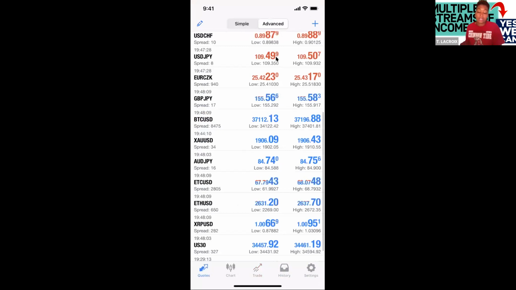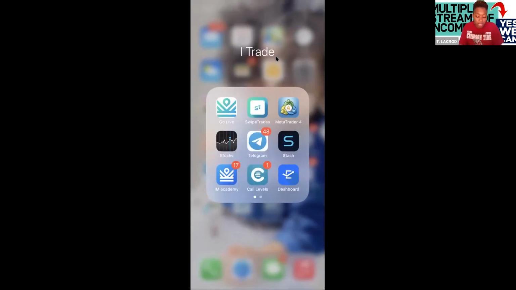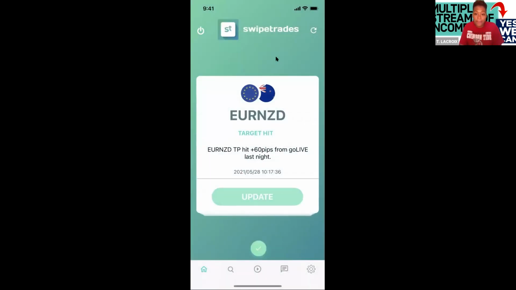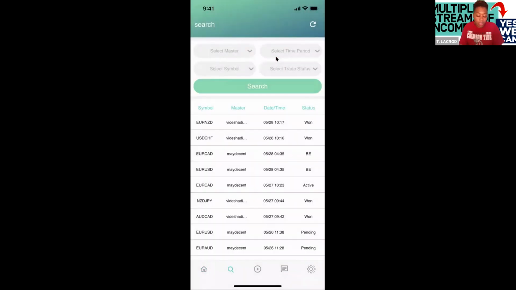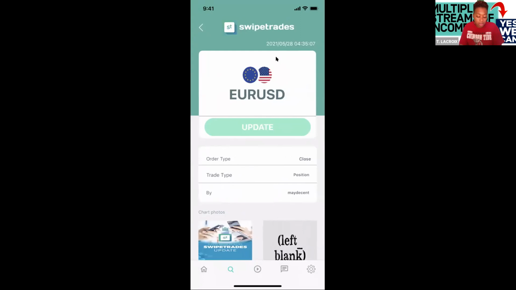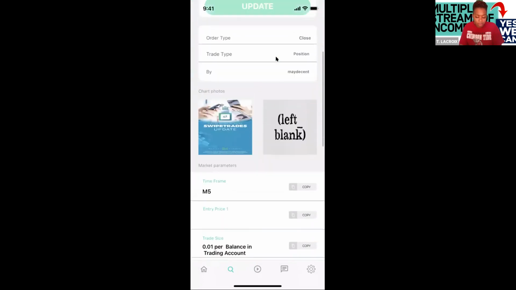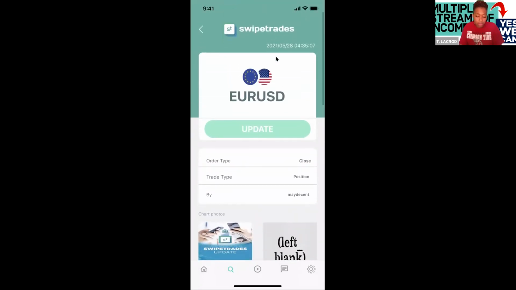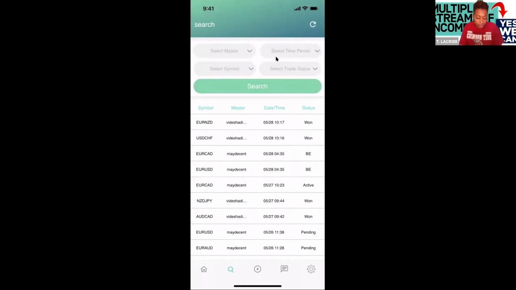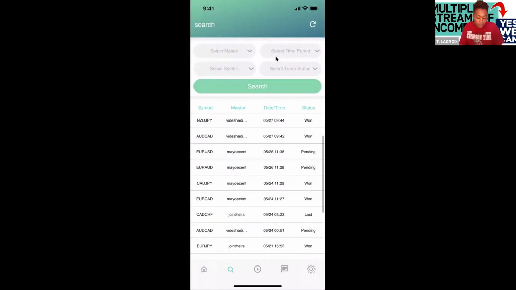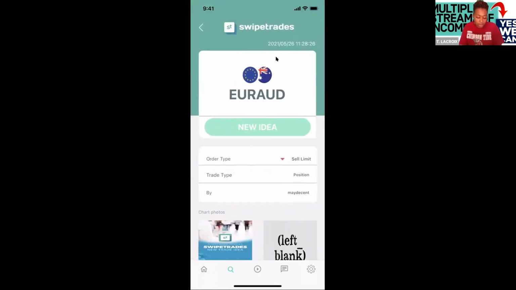So now let's talk about entering and exiting trades. Let's find a trade on swipe trades, which is an example. Let's go to the home page. I'm just going to find one and I'm going to show you how to do this. Oh, this is an update. Never mind, can't use that. Let's use this pending one he has.